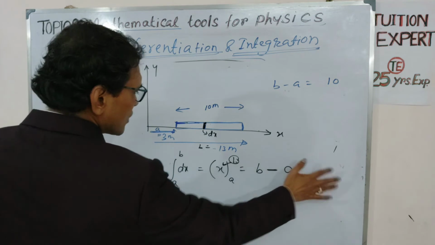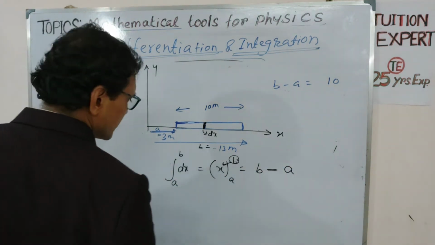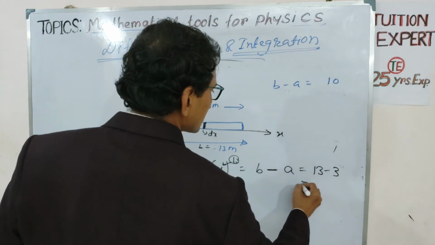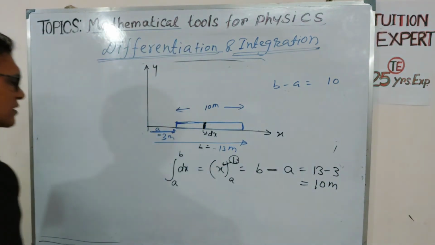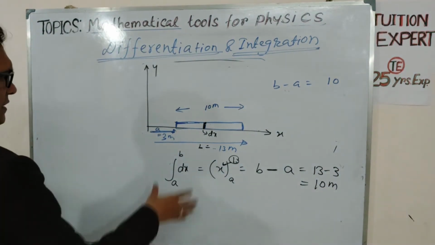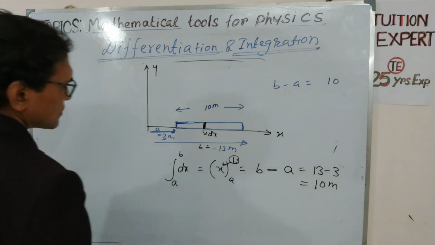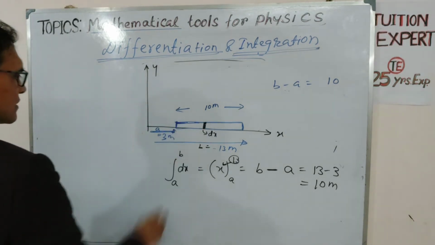Upper limit minus lower limit. So b minus a, that is 13 minus 3. So this becomes 10. So that's why we find the value of anything with the help of integration. So simple integration means addition.